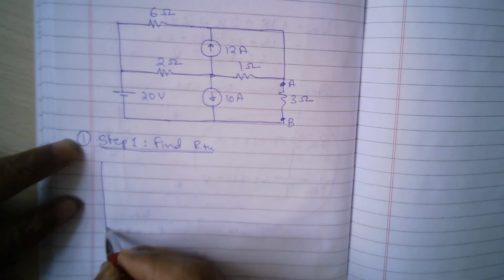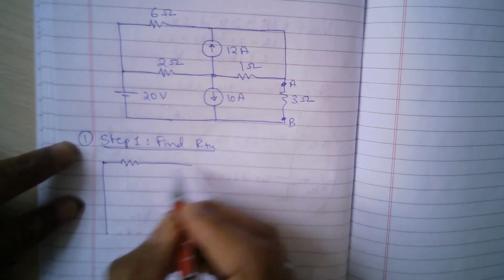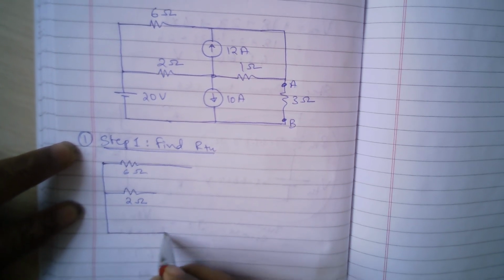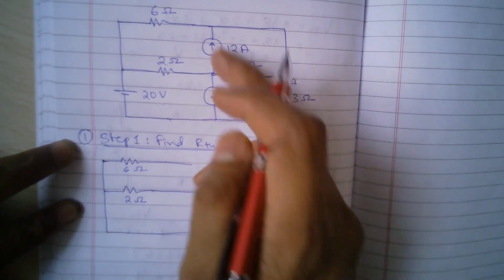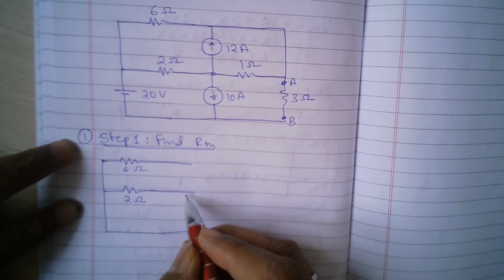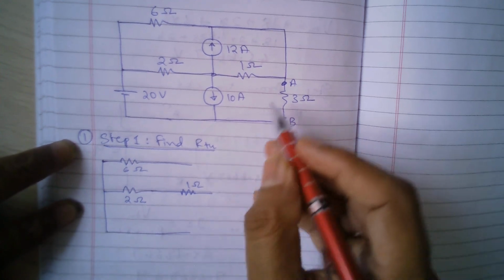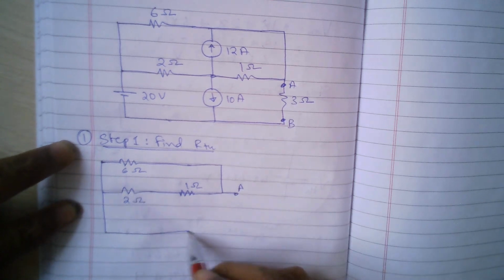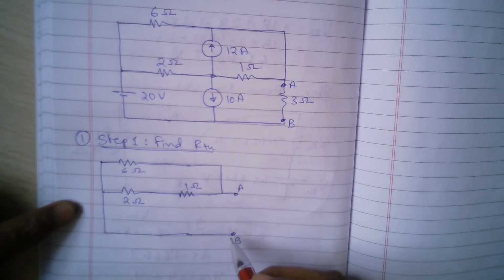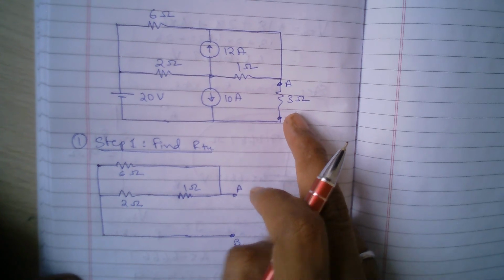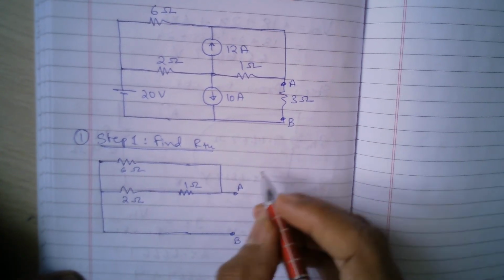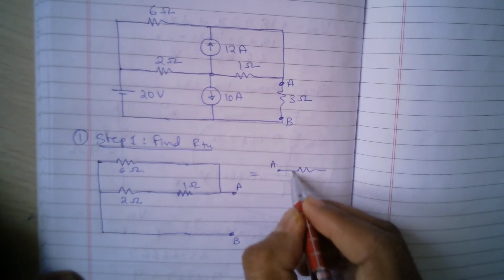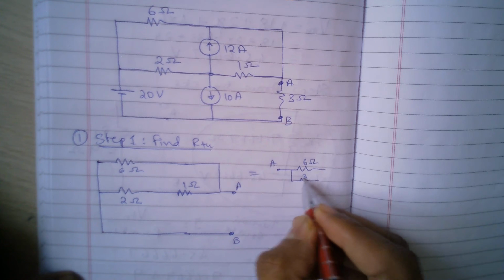So let me draw the circuit once again. This is completely short circuited. I have a 6 ohms above, then I have a 2 ohms here. This is short circuited and these two are open circuited. I am having a 1 ohm resistance here, and this part is short circuited, and this terminal becomes A and this terminal becomes B. Here I have removed the load resistance 3 ohms. Now between A and B we have 2 paths, 6 ohms and 3 ohms.